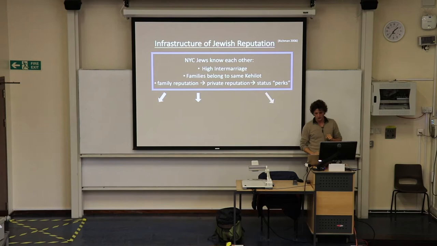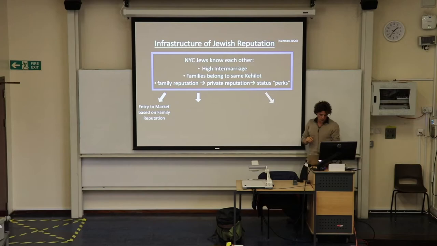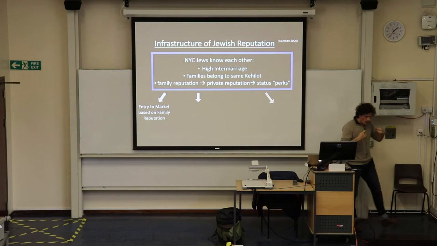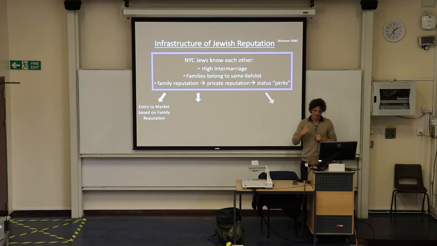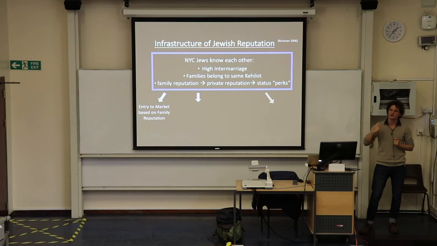Now, what does that mean? The first thing this model means, just think about what that means, how that changes the whole logic of Jewish diamond traders. The first thing it means is that entry to the diamond market is based on family reputation. So given that we need to trade in credit, and you don't know me, how would you know whether I'm reliable? Well, if you know my family, if you've heard of my sister, my brother, my father, my grandfather, that is already a signal of my own reliability as a merchant or as a retailer of diamonds.